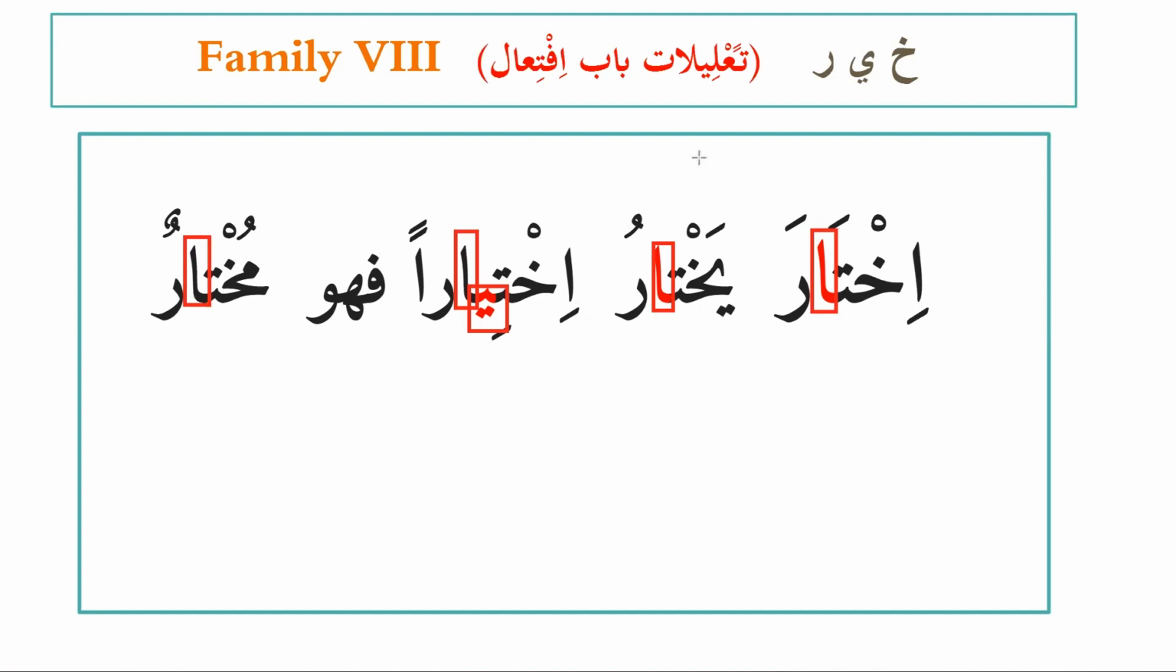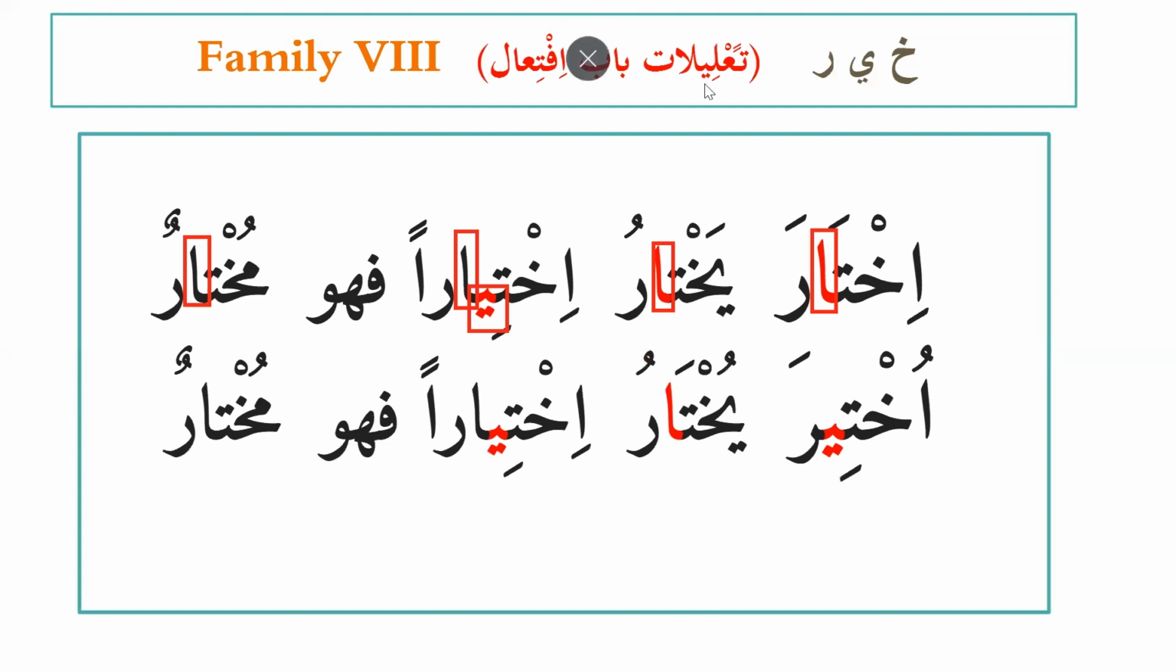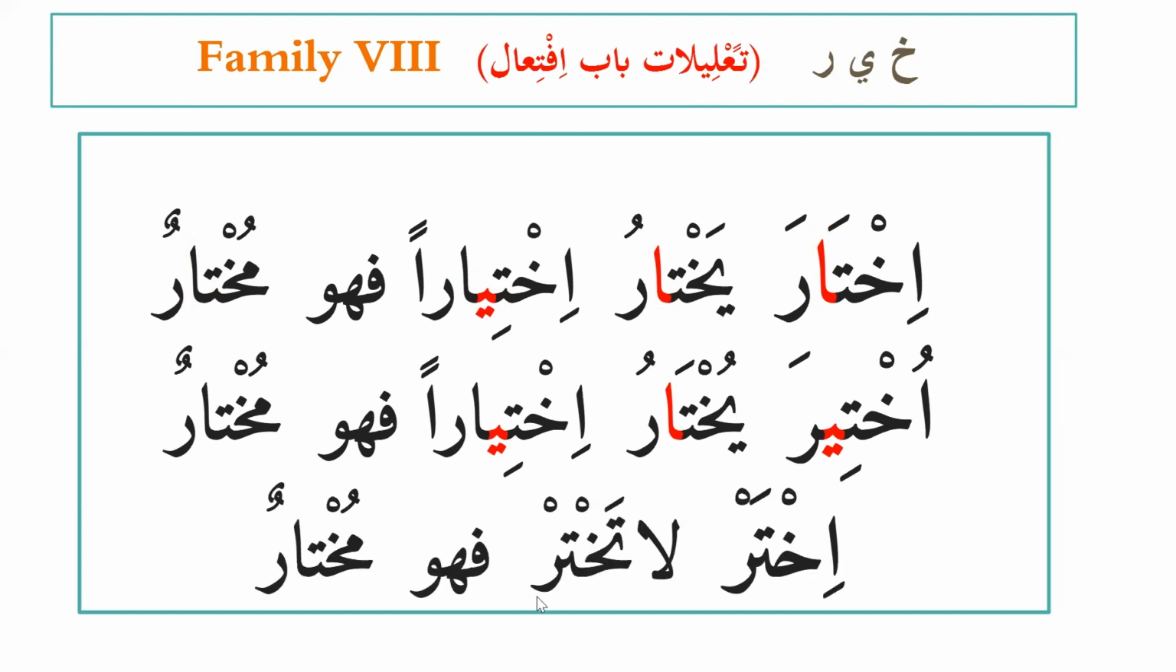And then the past passive is ukhtira, then present passive yukhtaru, ikhtiyaran, fahuwa mukhtarun. And then amar is ikhtar, la takhtar, and zarf minhu is mukhtarun. So these are the changes with these two families in Ajwaf irregularity.